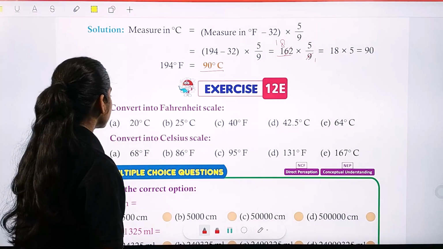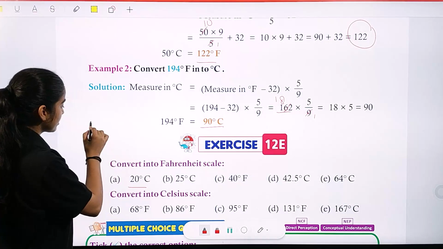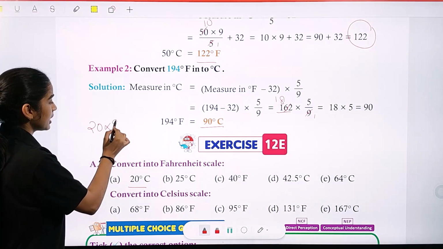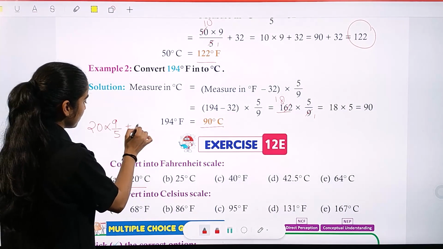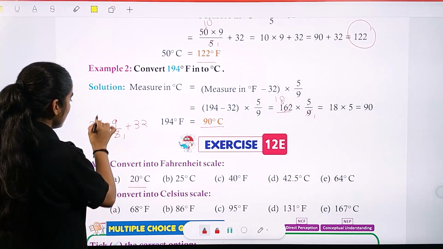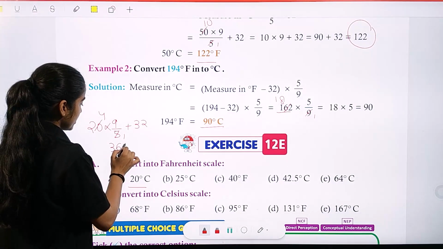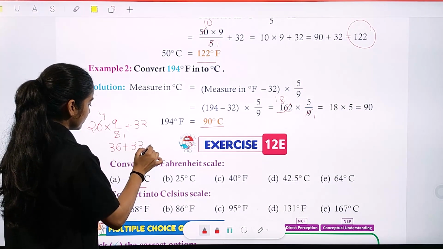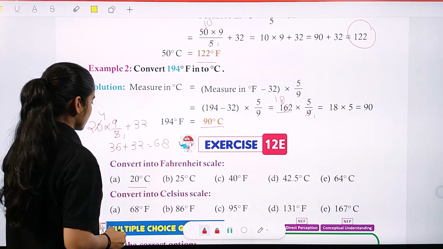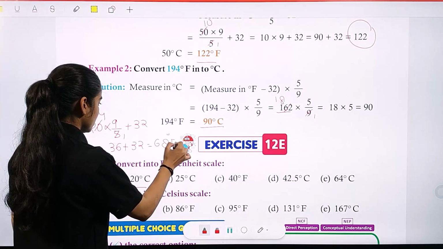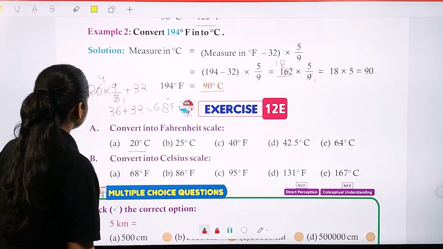Convert into Fahrenheit scale. So this is your 20 degrees Celsius. First 20 multiplied by 9 by 5. Then you have to add 32. 1, 4, 4 9s are 36. 36 plus 32, 8 and 6. So 68 degree Fahrenheit.